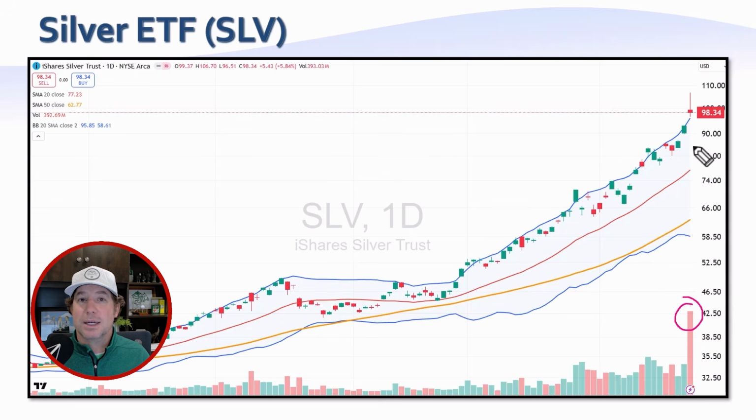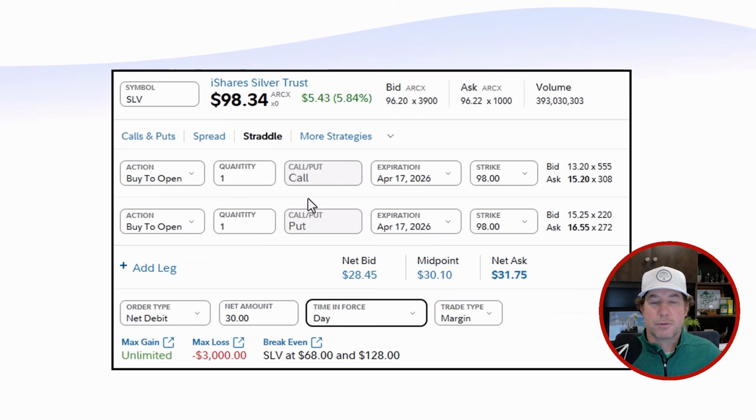I'll bet what comes next is a contraction of volatility, that this stock will have a volatility contraction and these Bollinger Bands will tighten up over time as the stock gets more choppy. Now is not a time to go buy a silver straddle because it's so darn expensive.